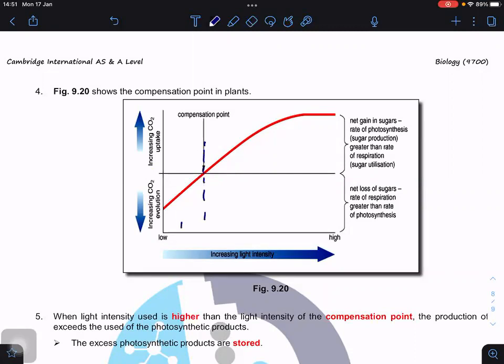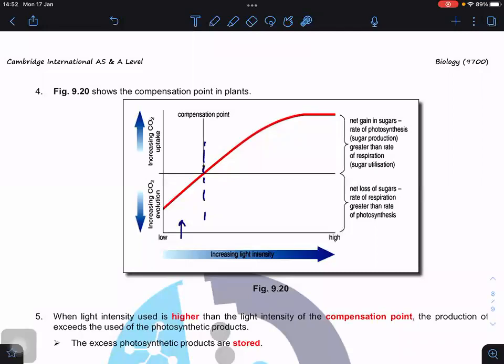below the compensation point, what happened? Below the compensation point, you can see that the graph actually remained in this region. This region means that there's a net loss of sugar. It means that plants carry out respiration more than photosynthesis. Why? Because the light intensity is too low. When the light intensity is too low, the plants still carry out respiration. The respiration won't depend on the light intensity. Yeah?